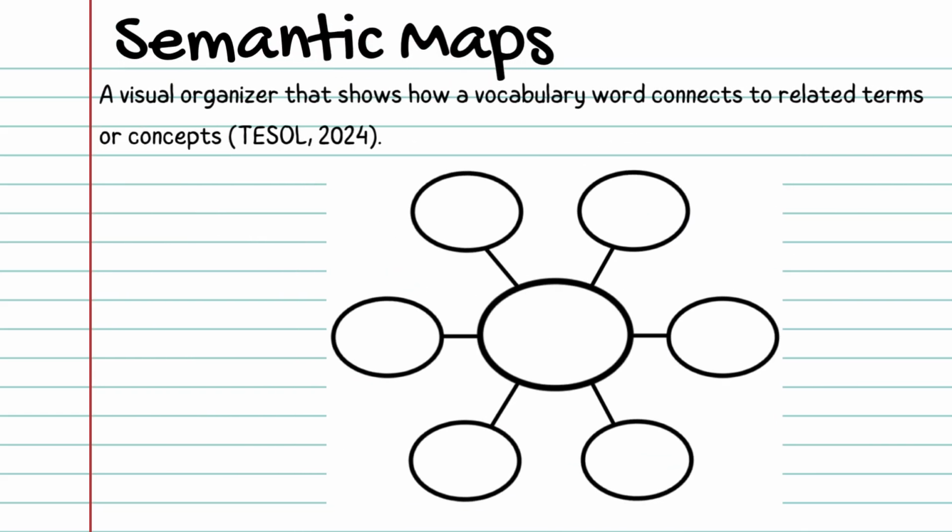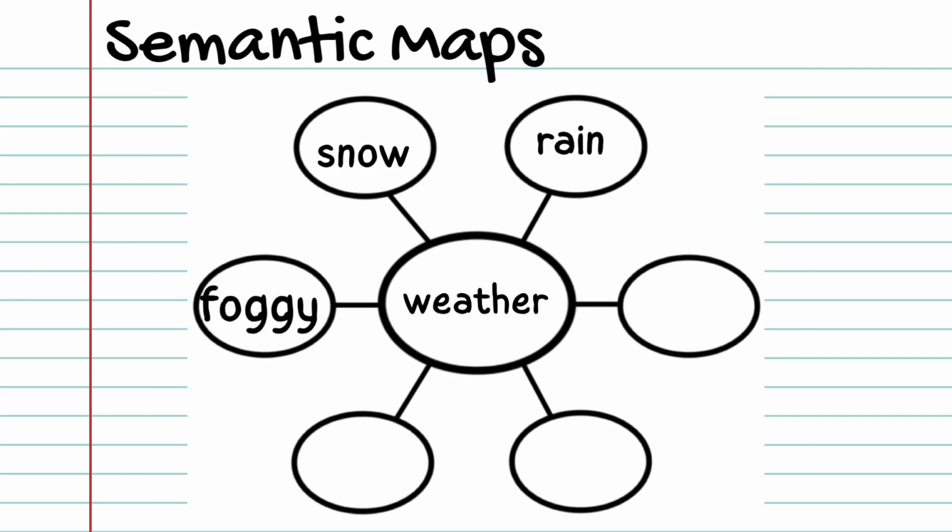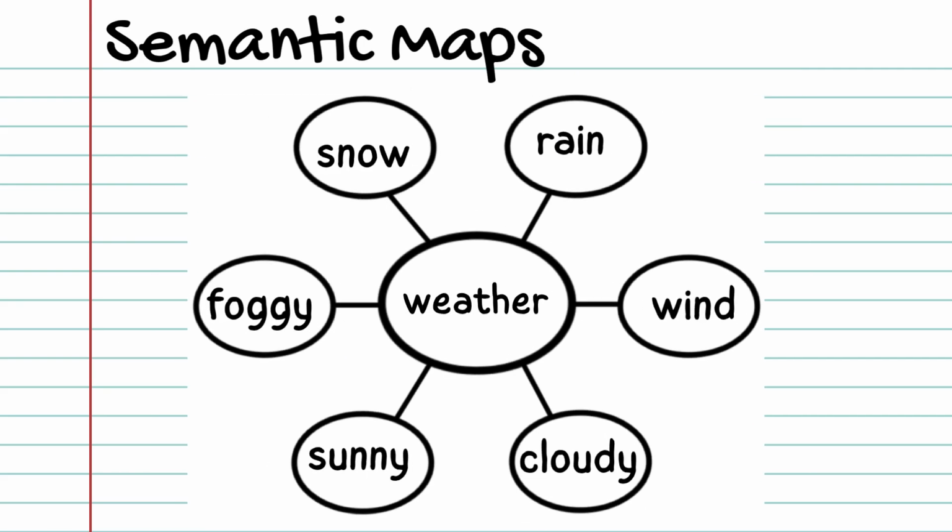Next, we have semantic maps, which are a visual organizer that shows how a vocabulary word connects to related terms or concepts. Typically, we will have the main word in the center, with branches linking to categories like synonyms, antonyms, examples, and uses of the word. Here's an example of a semantic map for the word weather.